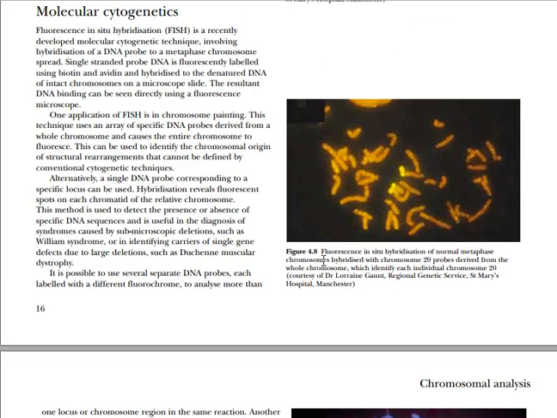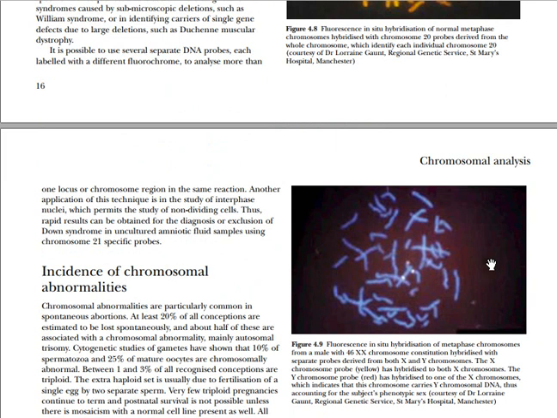Like in this case, we have fluorescent in situ hybridization of a normal metaphase chromosome hybridized with a chromosome 20 probe derived from the whole chromosome. This is another case: fluorescent in situ hybridization of a metaphase chromosome of a male 46XY hybridized with separate probes for the X and Y chromosomes. The X chromosome probe has been hybridized to the X chromosome, and the Y chromosome probe has been hybridized to the Y chromosome.